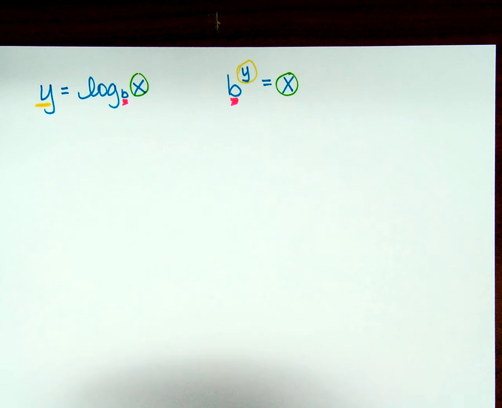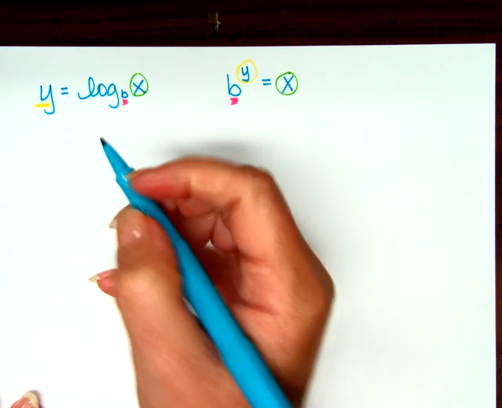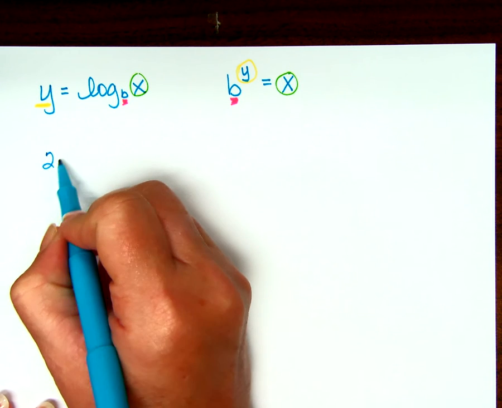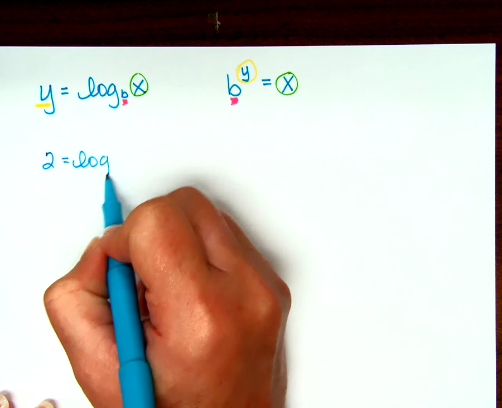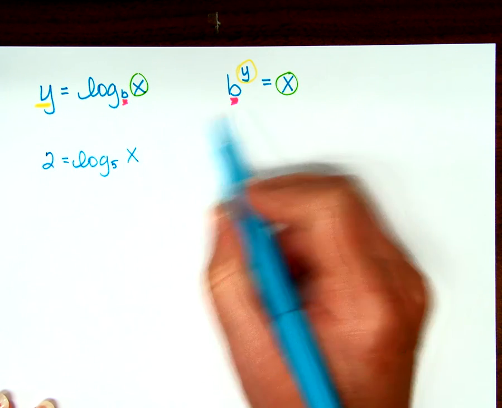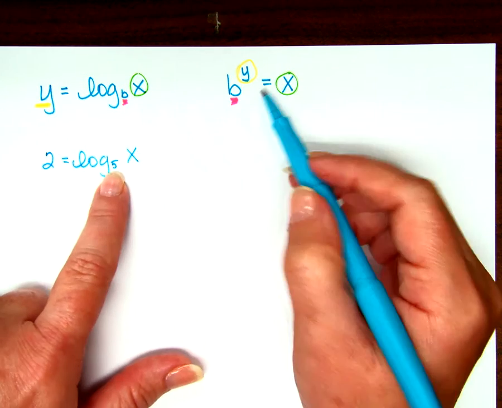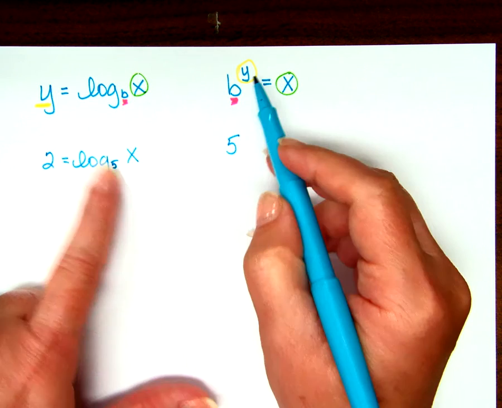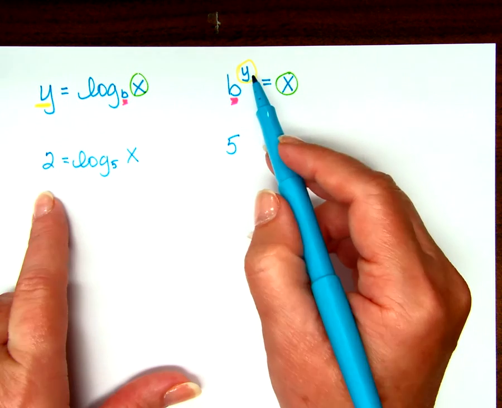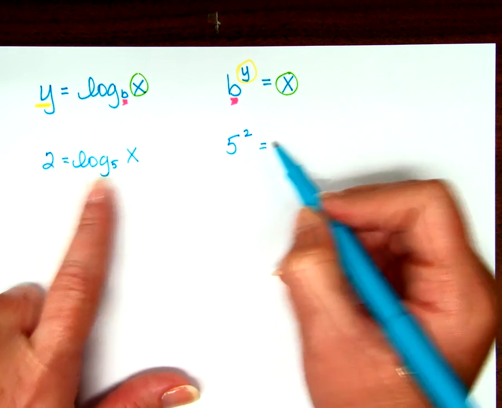Got it? So if I say 2 equals log base 5 of x, what is that in exponential form? Well, the base is the base, so 5. The exponent is the answer of the log, 2, so 5 squared equals the argument, x.